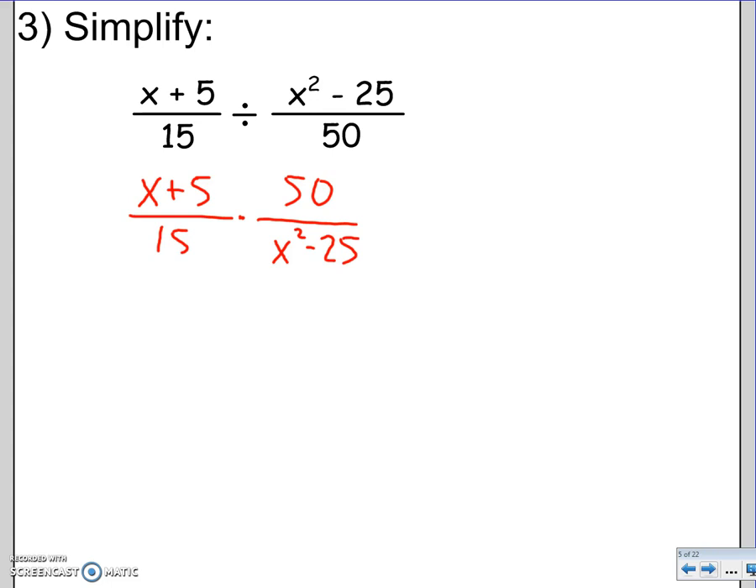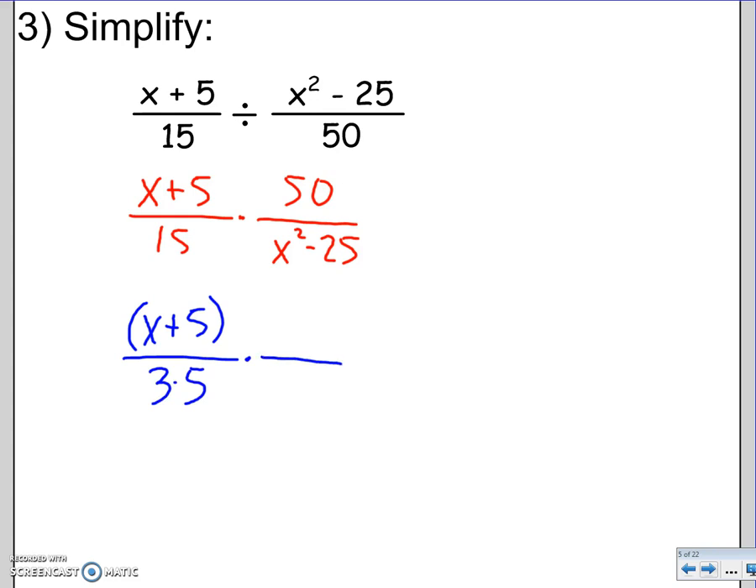First is factor. The top left is 2 terms. There's no GCF. It's linear, so it stays the same. So it just stays x plus 5. The bottom left is 1 term. It's 15. If it's 1 term, you break down to primes. Well, 15 is 3 times 5, if I do the tree branch stuff.